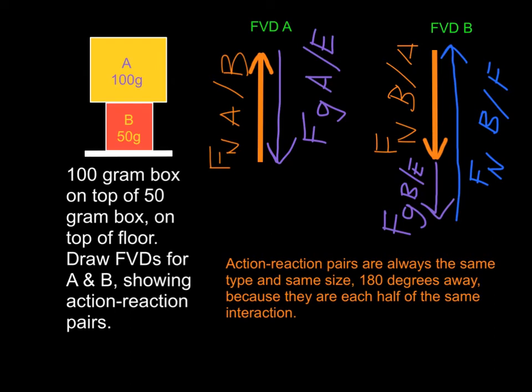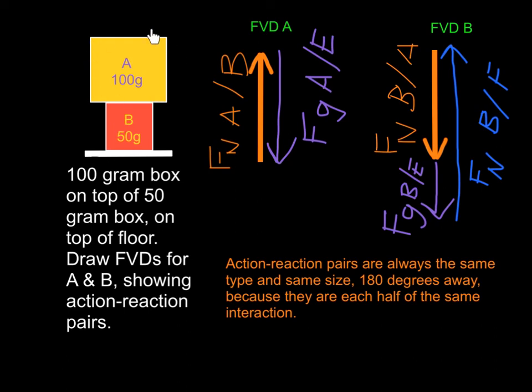Now, it flips 180 degrees for B, so here's the normal force on B from A, downward, and then also downward would be the gravitational force on B from the Earth, and then upward we have this huge normal force on B from the floor.